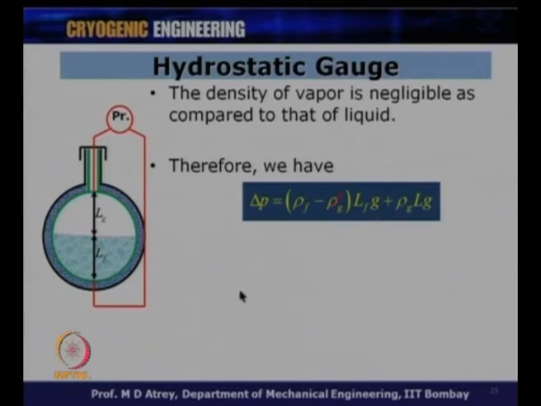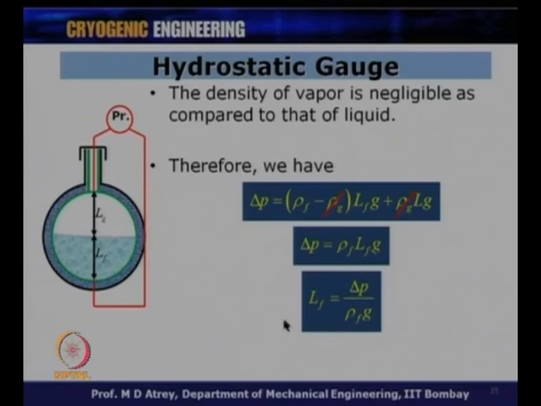So, by this assumption that rho G is very small compared to rho F, you get delta P equal to rho F LF g, and therefore we can write LF, the liquid level height, equal to delta P upon rho F g. Rho F g is constant, so we can say that LF is directly proportional to delta P. Whatever delta P is shown here can be calibrated straight away in terms of LF.